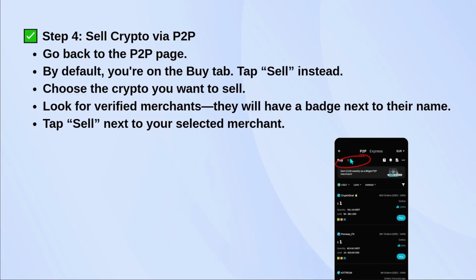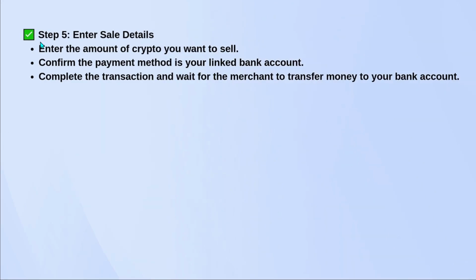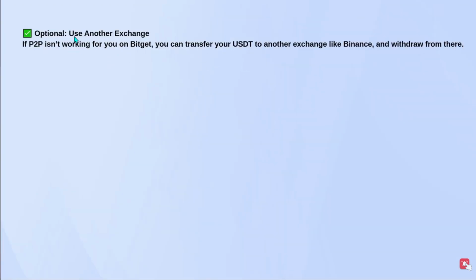Enter the amount you want to sell. Make sure your bank account is selected as the payment method and confirm everything. After that, the buyer will send the money directly to your bank. When you see it in your account, confirm that you received it and the crypto will be released to the buyer.